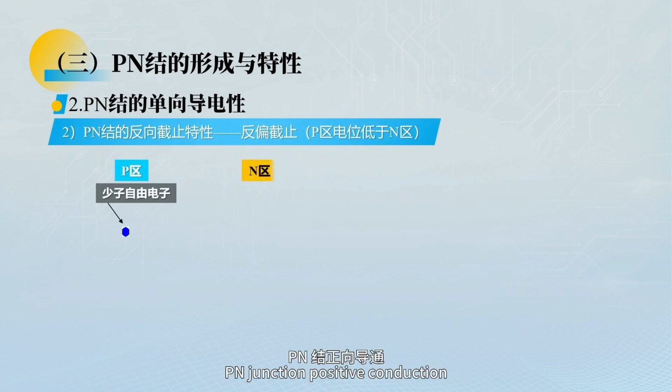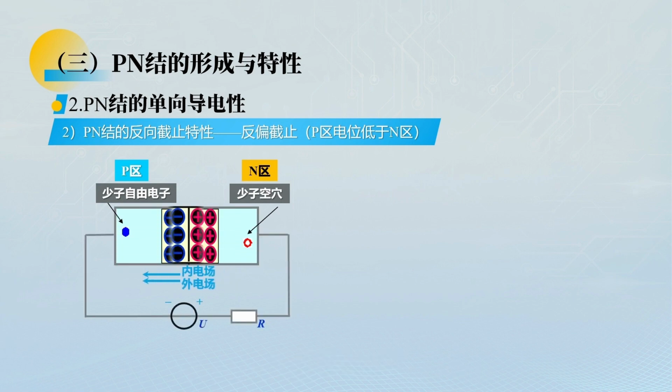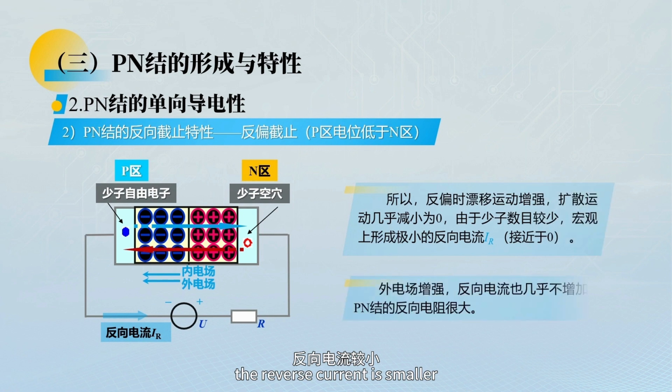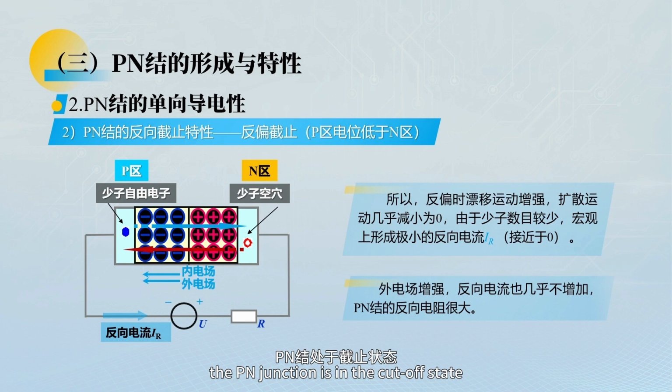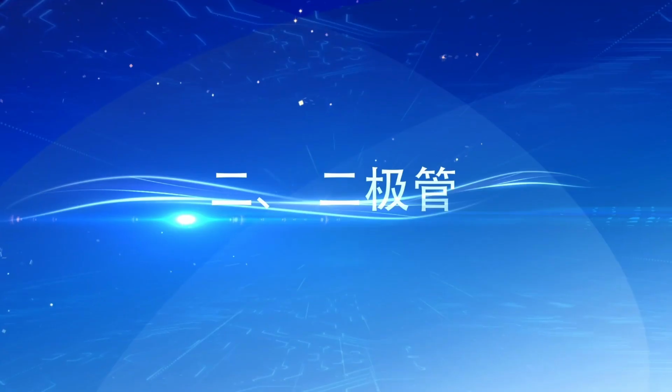The p-n junction is in forward conduction. When reverse voltage is applied to the p-n junction, the p-n junction becomes wider. The reverse current is smaller. The reverse resistance is larger. The p-n junction is in the cutoff state. That is, the p-n junction has unidirectional conductivity.